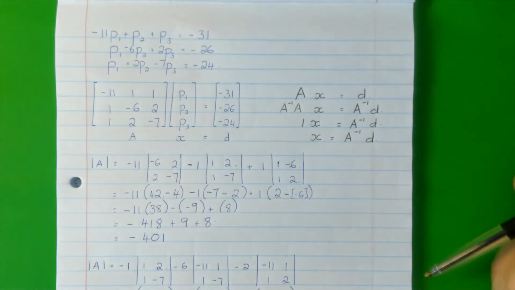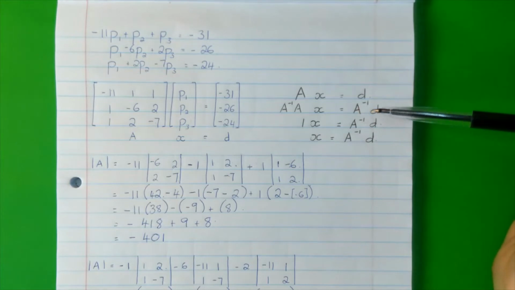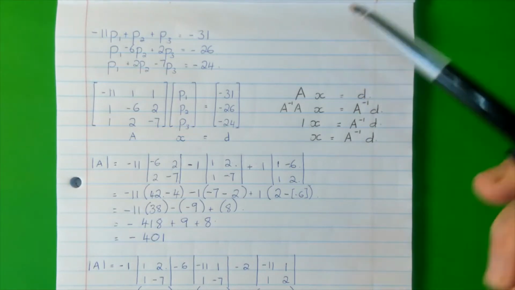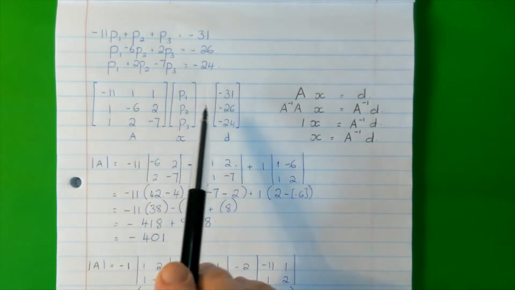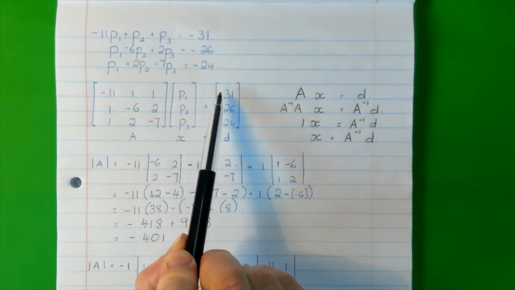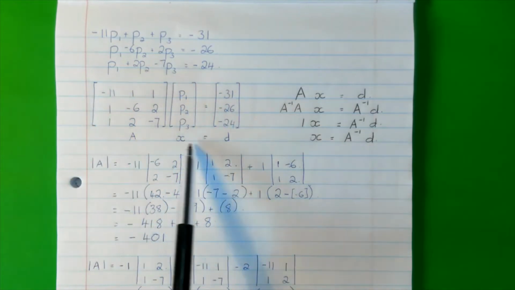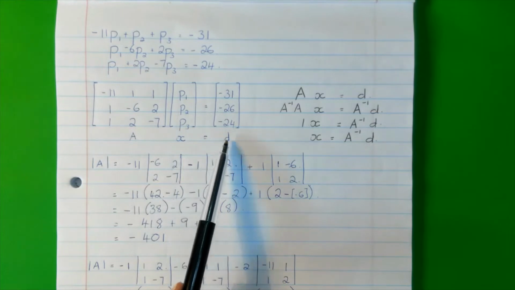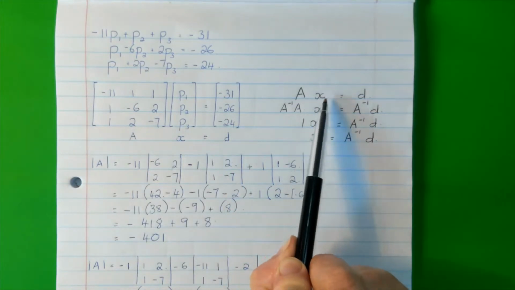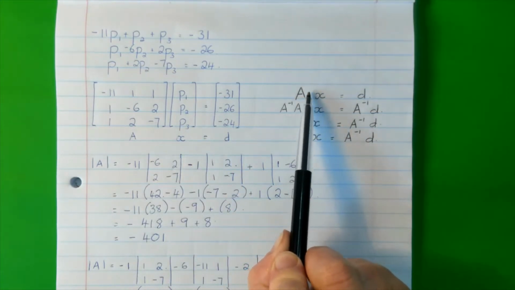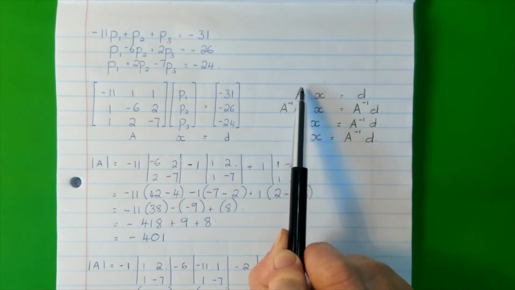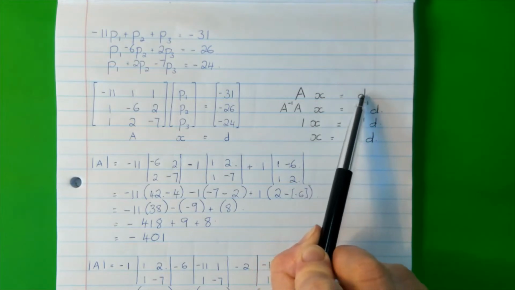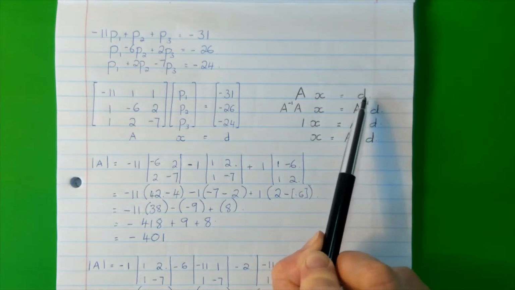So before continuing with our calculations, let's just remember what we are working towards. If we go back to our set of equations set out in matrix form, where we have AX equal to D, I've written that out here. A is the matrix of coefficients, X is the column vector of solution values, and D is the column vector of constants.